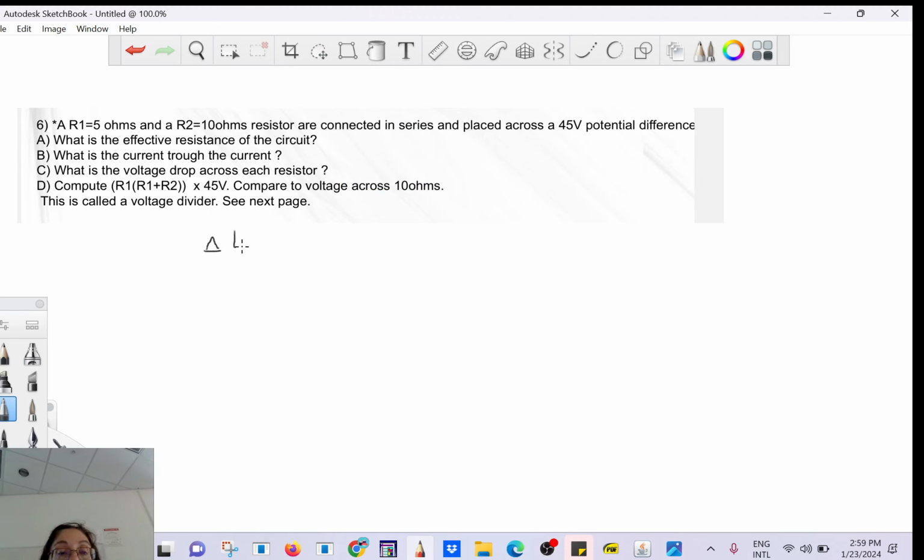So you have a 45 volt source, a 5 ohm resistor and a 10 ohm resistor. Is that right? 5 and 10. So what's going to be my equivalent resistance? Yes, 15 ohm.